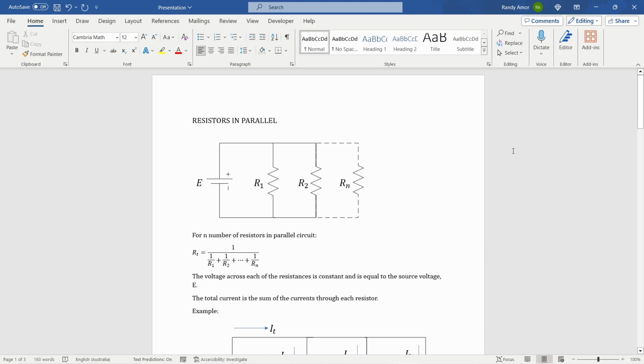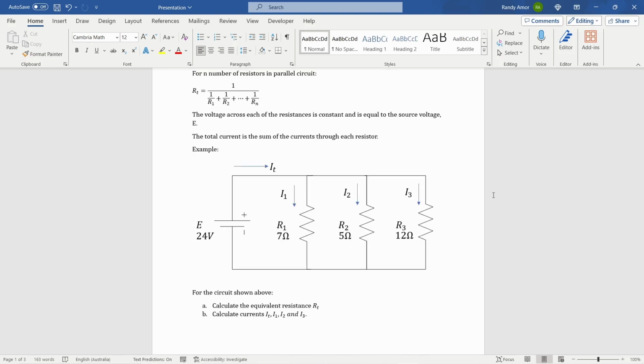Let's begin. The circuit shown is a parallel circuit with n number of resistors connected to a voltage source with a voltage E. For n resistors in parallel, the equivalent resistance RT is equal to 1 divided by (1 divided by R1 plus 1 divided by R2 and so on up to 1 divided by Rn). The voltage across each of the resistances is constant and equal to the source voltage E. Also, the total current is the sum of the currents through each resistor.